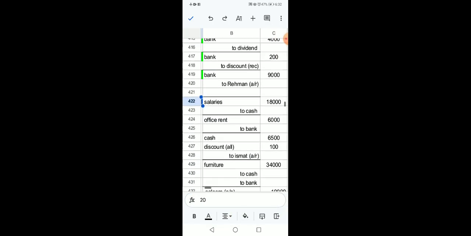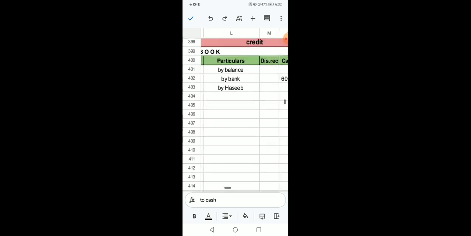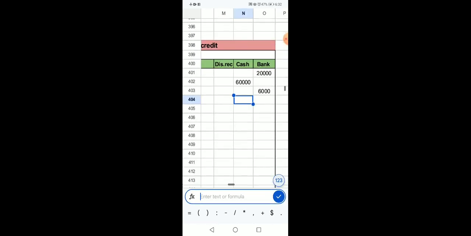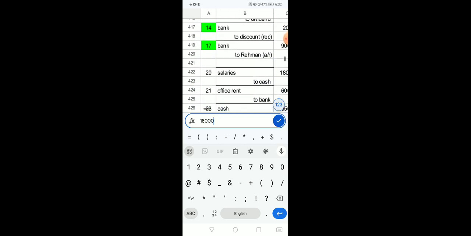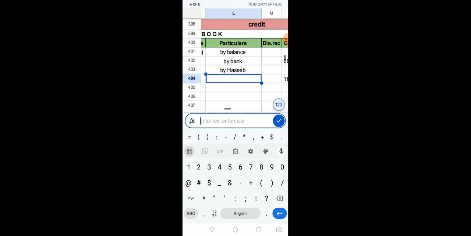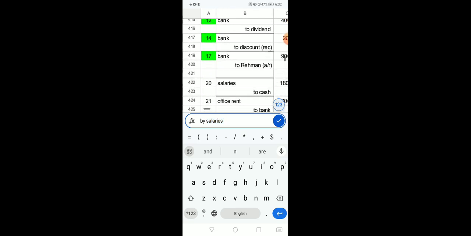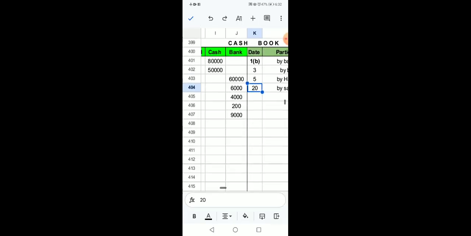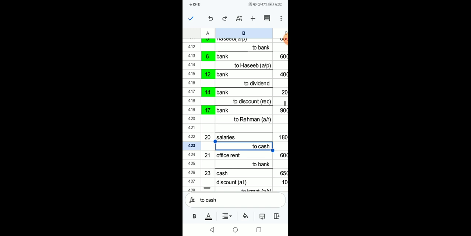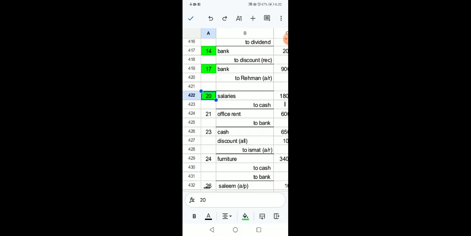We are now at 20th entry, where there are two elements, salaries and cash, but we are associated with only one element, which is cash, and cash is credited 18,000. Go to the credit side of the cash and write down 18,000 in credit column of the cash. See its reference. The reference is salaries. So you will write salaries in the particular column with an additional word of by. Now see its date, which is 20. Write down date 20 over here. In 20th entry, there was only one element, cash, and we have posted on credit side. Entry number 20 has been completed. Mark it as it has been done.